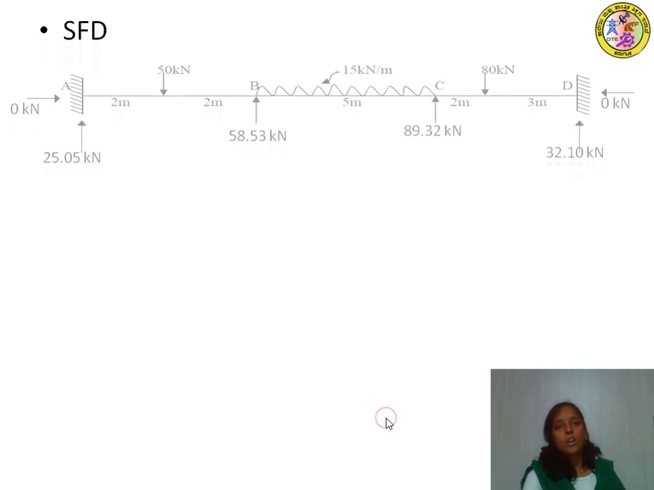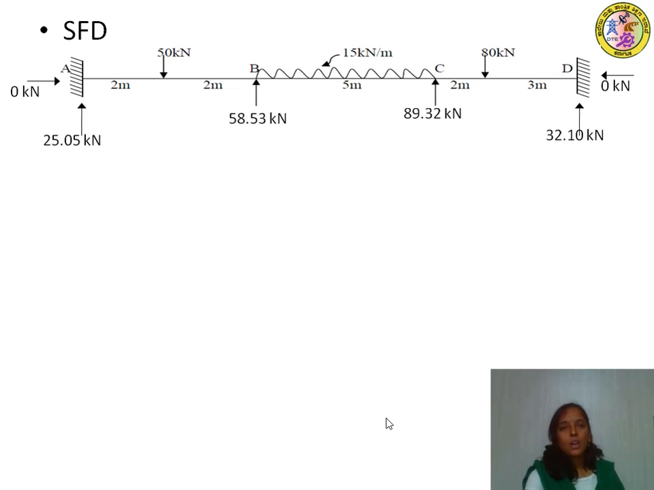Next we have to draw the shear force diagram. To draw the shear force diagram, first we will write the given loading diagram with the reactions. Reaction at A is 25.5, reaction at B is 58.53, reaction at C is 89.32, and reaction at D is 32.1 kilonewton. Then we have to draw the baseline of the same length as that of the given beam.